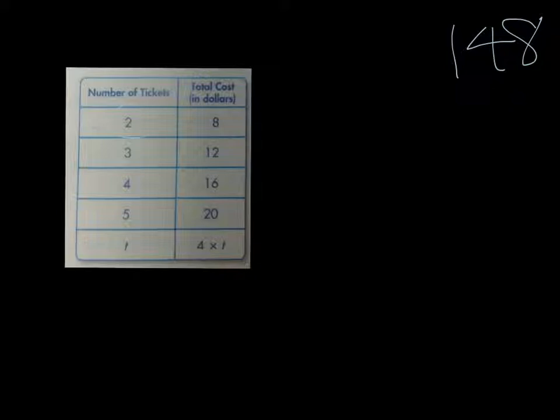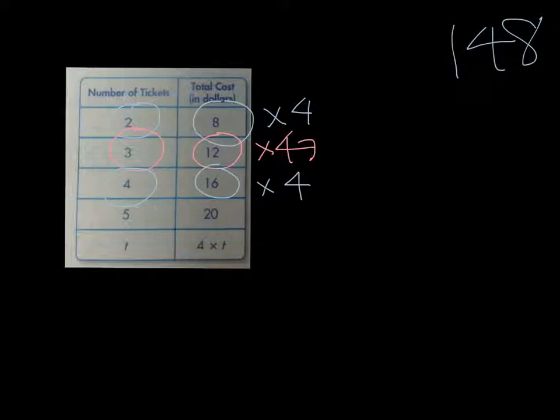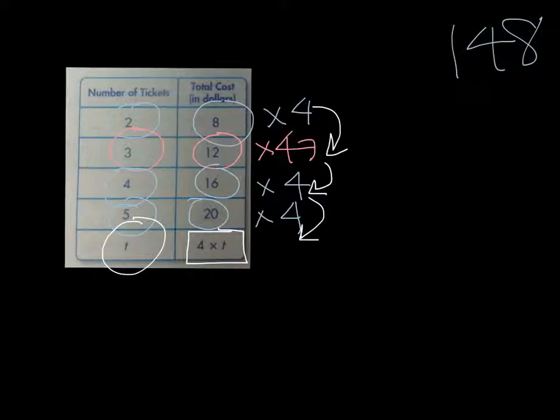So for 2 tickets, it cost $8. So we multiplied by 4. For 3 tickets, it was $12. Again, we multiplied by 4. For 4 tickets, it was 16. We multiplied by 4. For 5 tickets, it was 20. We multiplied by 4. So if the value was t, you would multiply the t times 4. So no matter how many tickets you bought, you could multiply that number by 4 to figure out how much you were paying. So this is a pattern that we see, and then we use the pattern to solve for what they're asking.